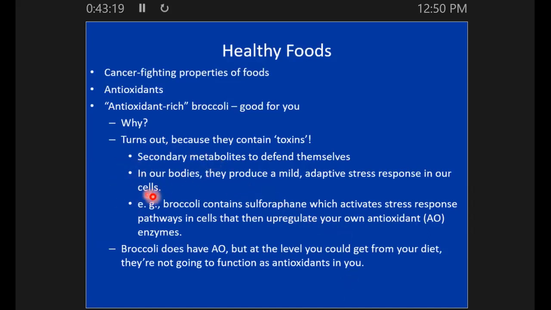And so they're saying those secondary metabolites that we're eating are actually causing a mild adaptive stress response in our physiology. And that's what's causing the healthful result of that. Okay. I just thought I'd put that in there if anyone's interested.